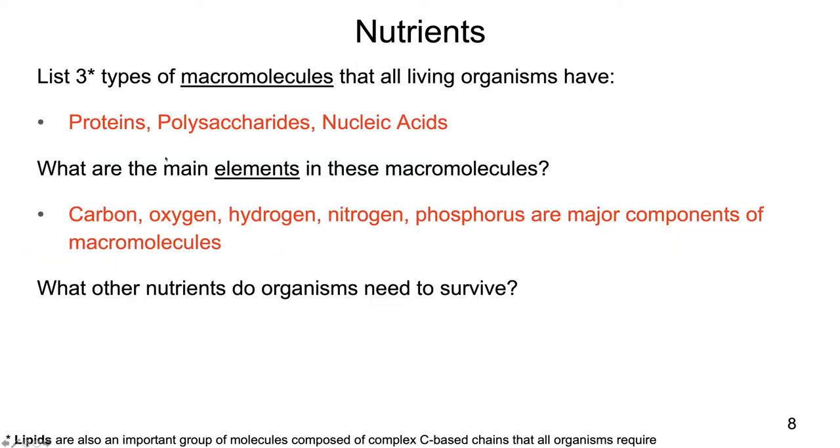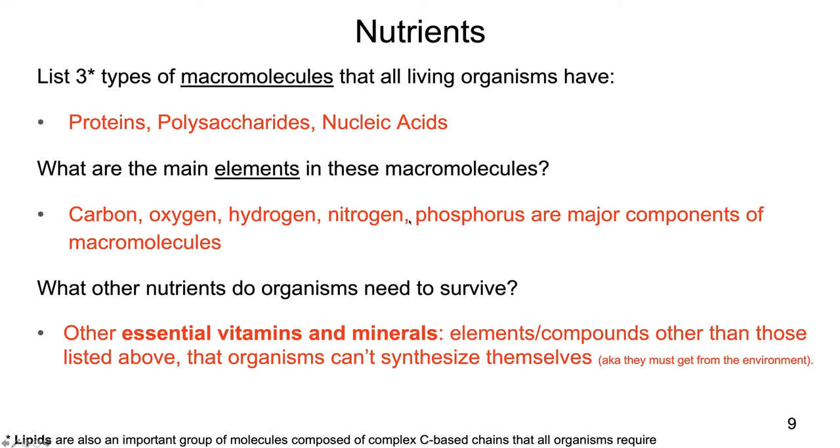Okay, so we've talked about the 3 types of macromolecules that are required. We've talked about the main elements that make up these essential macromolecules. Now let's talk about the other nutrients organisms need to survive. And those are essential vitamins and minerals. Essential vitamins and minerals are elements or compounds other than those listed above that organisms can't synthesize on their own. In other words, they have to get them from their environment. And these are sometimes called micronutrients or trace elements, okay?